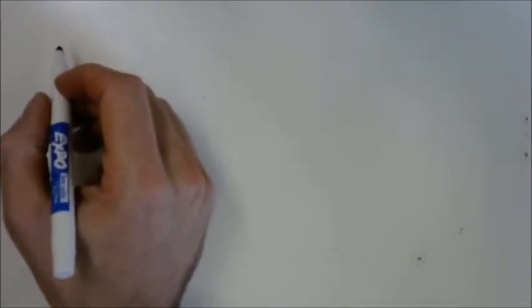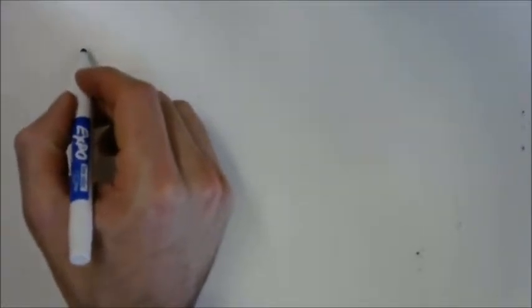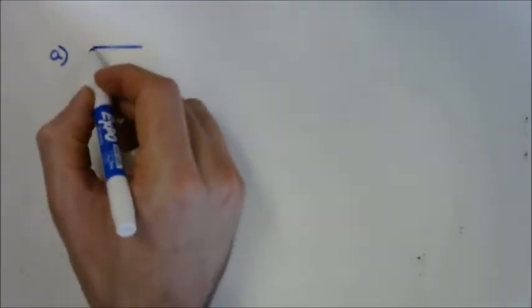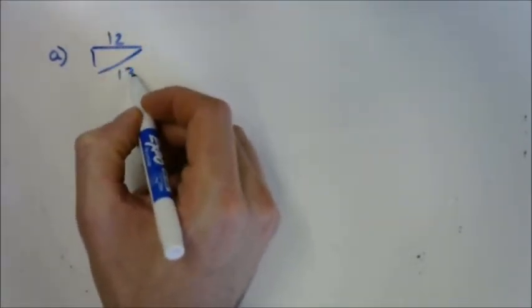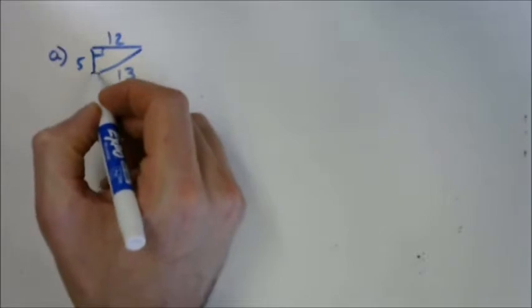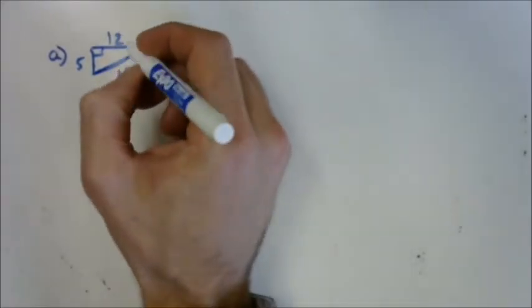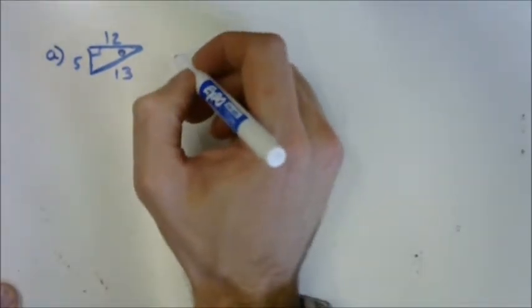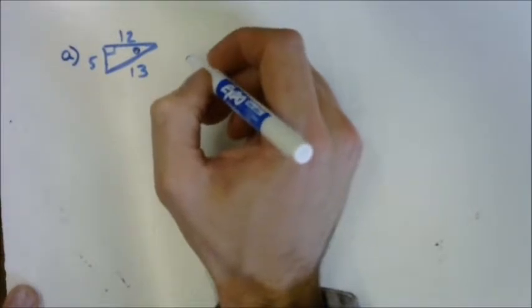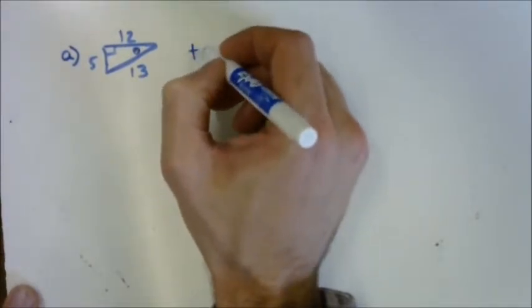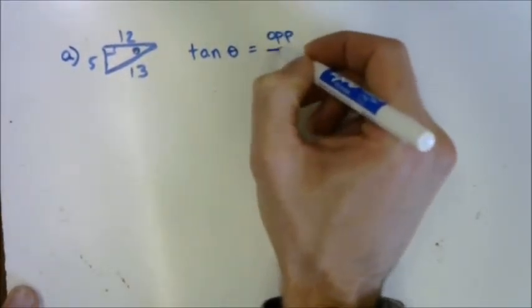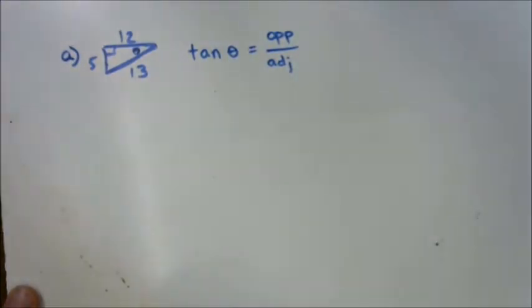In A, we have a triangle. I'm going to draw the first one, but I'm not going to draw the rest of them because you have the pictures right in front of you, right? So we've got a 12, 13, 5 right angle triangle. And we're looking at theta over here, and we need to find the tangent of theta. Well, tangent ratio deals with what sides? Opposite over adjacent. So the tangent of theta is equal to opposite over adjacent.